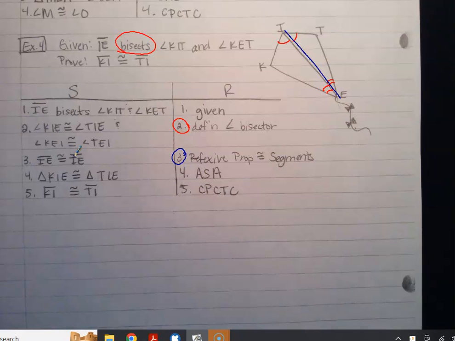And so now you have an angle, an included side, and another angle. So the angle touches the side that touches the next angle in both triangles. So we can say that, step 4, the triangles are congruent because of angle side angle. And then once I prove that they're congruent, I can use that corresponding parts of congruent triangles are congruent, and I can prove what they are looking for. That segment or side KI is congruent to side TI.